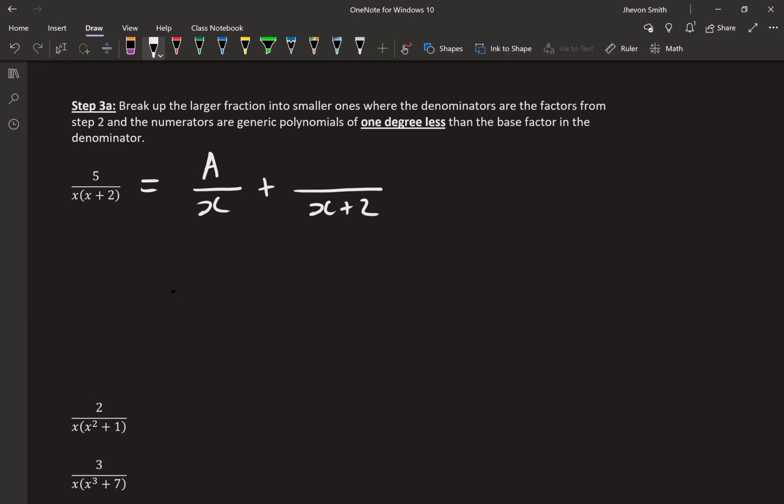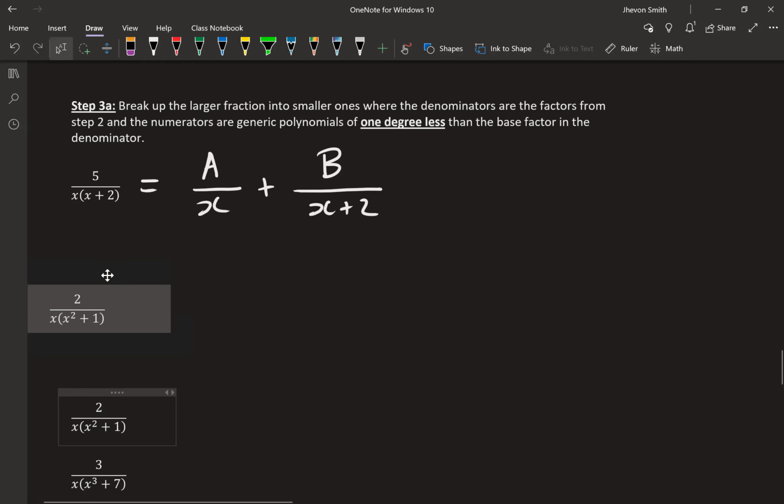Similarly, the base of this is x plus 2. That has degree 1, which means the numerator must be degree 0. B, that is a generic answer. Okay, let me do another example, and then you can ask me if this confuses you.